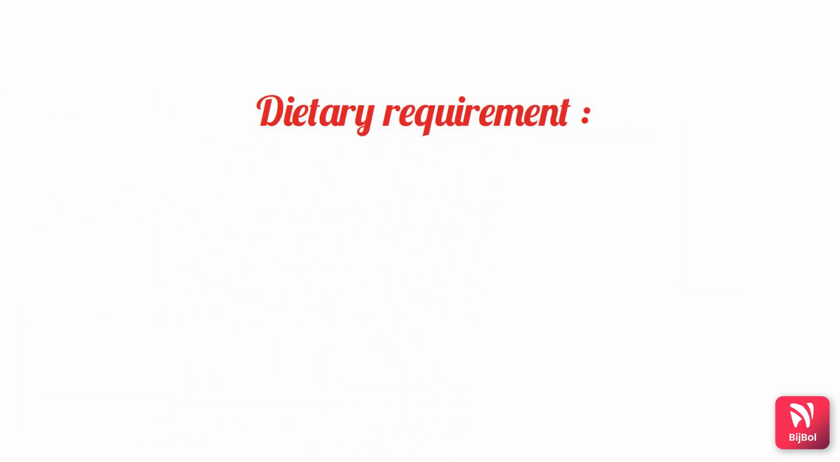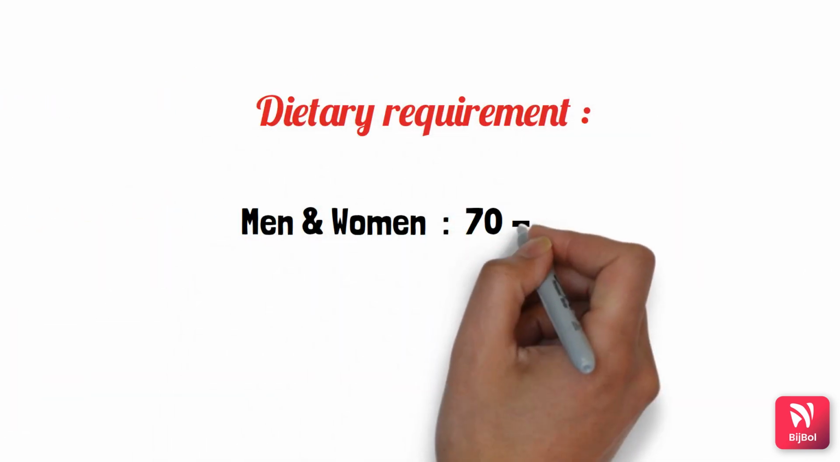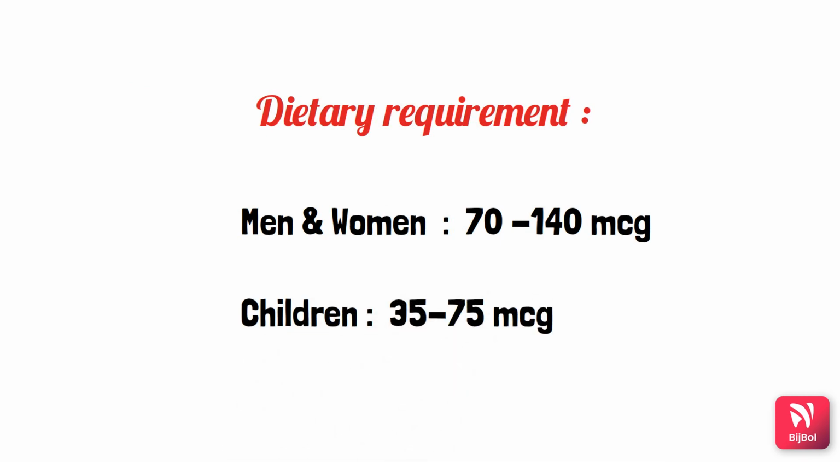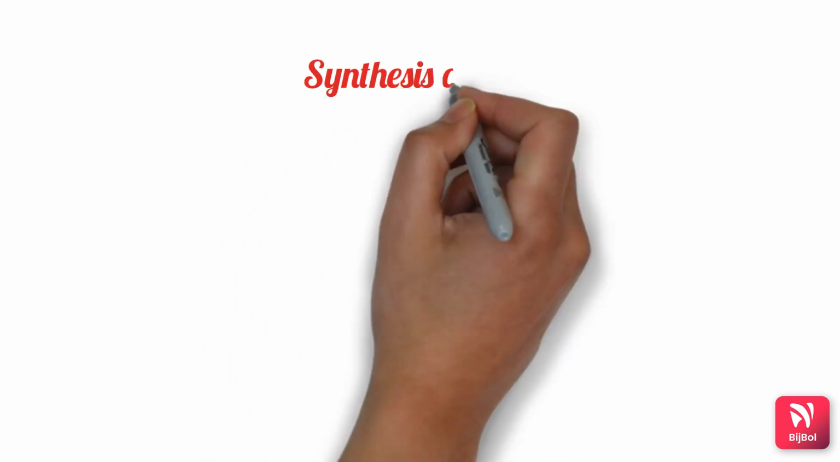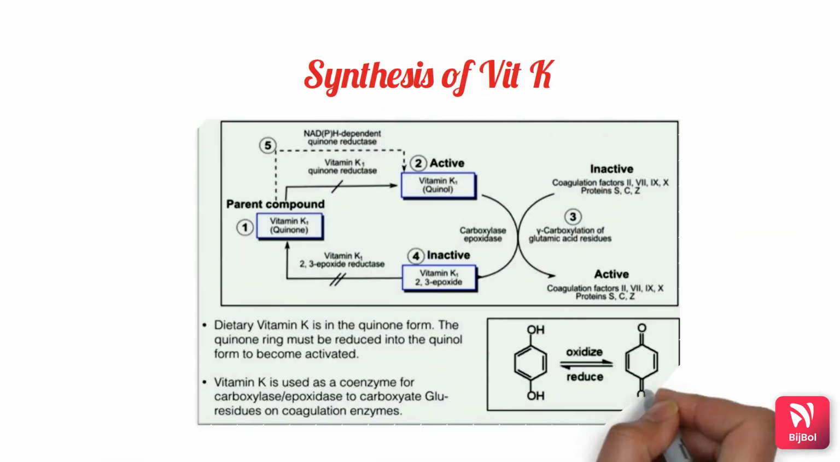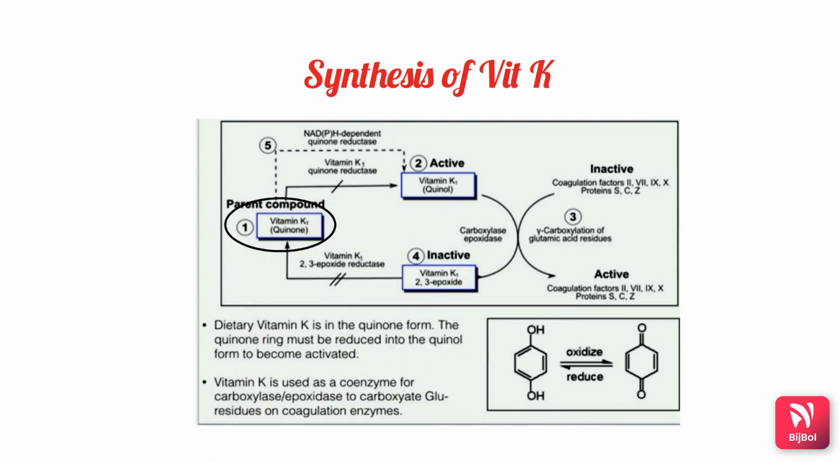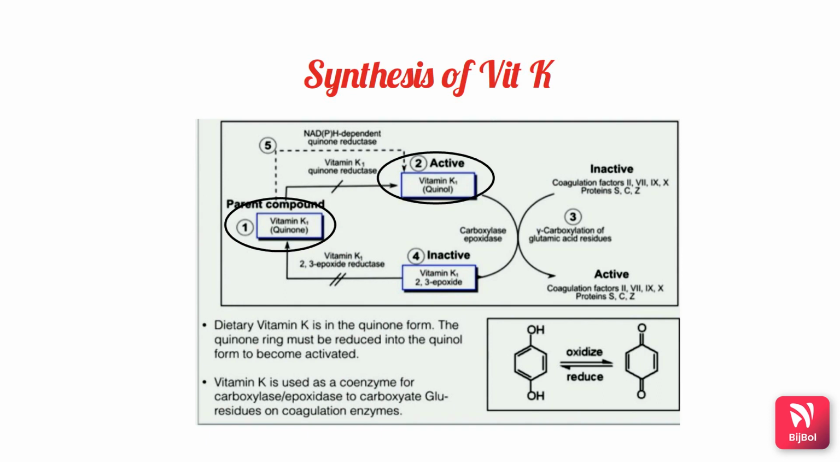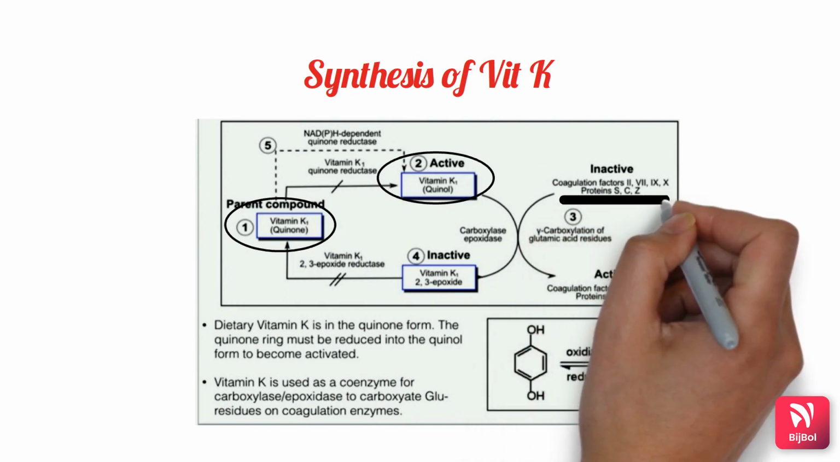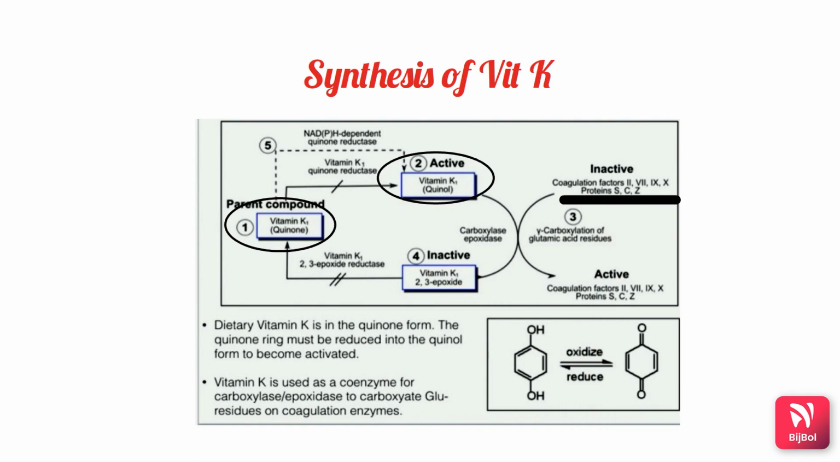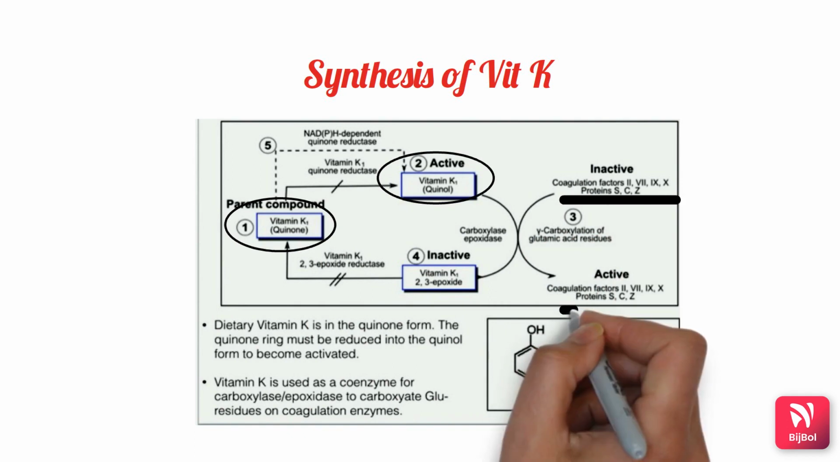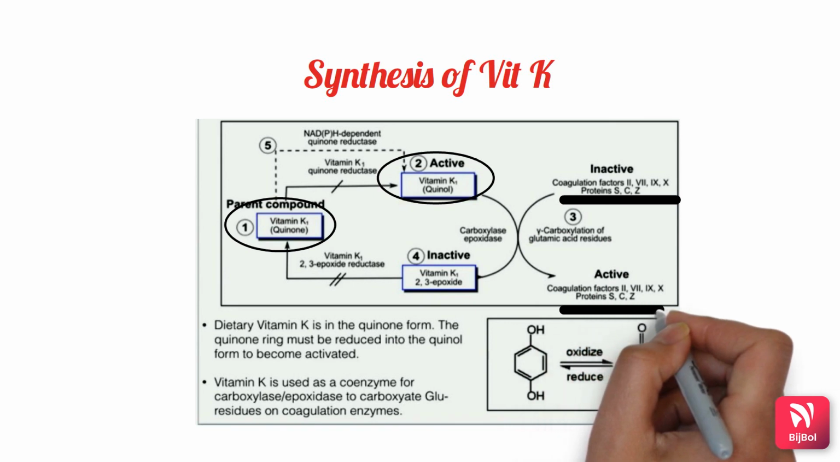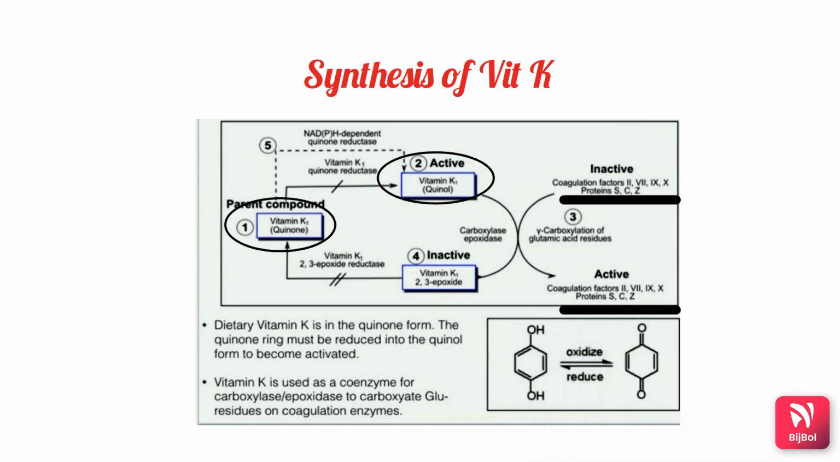Now let us discuss the daily requirement of vitamin K. For men and women, it is 70 to 140 micrograms, whereas for children, it is 35 to 75 micrograms. Now let us discuss in detail the synthesis of vitamin K. If you can see in the picture, this vitamin K quinone is a parent compound. This will transform to the vitamin K1 quinol, that is nothing but the active form. Now this active form of vitamin K transforms the inactive form of coagulation factors to the active form of the coagulation factors. Here the vitamin K acts as a coenzyme.